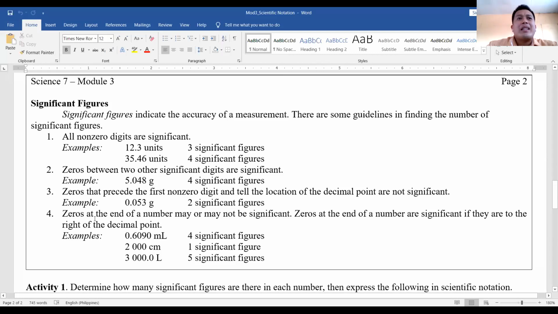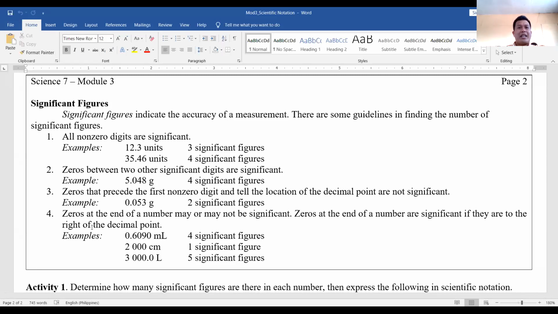Okay? But according to the rule here, class, zeros may or may not be significant. Rule number 4 says that zeros at the end of a number may or may not be significant. Compare the examples, class. We have 2000 cm and 3000.0 liters.